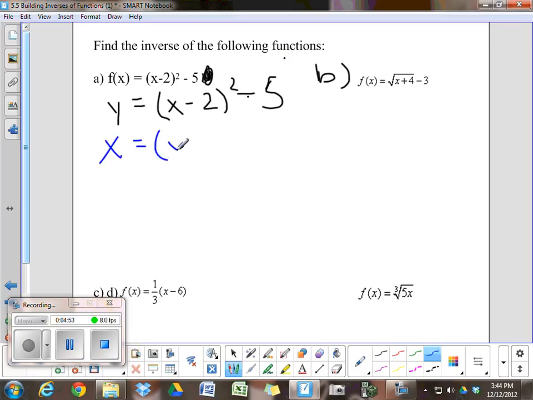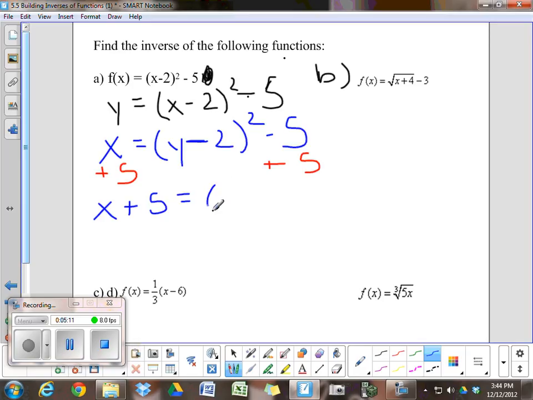Step 1 in finding the inverse, x and y trade places. Then we're going to try to isolate that y, get that y by itself. So first, I'm going to add 5 to remove that minus 5. So you get x plus 5 equals y minus 2, the quantity, squared.